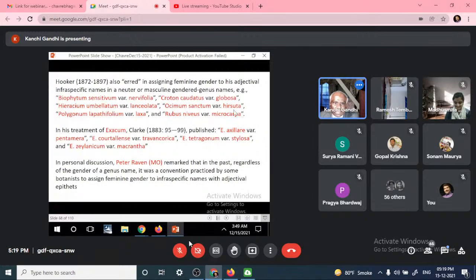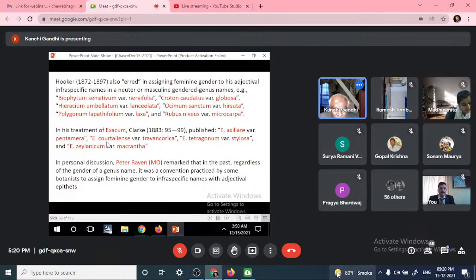Hooker, Exacum, neuter. But Clarke, Exacum axillare, neuter, but variety pentamera, feminine. Travancorica is feminine. Stylosa, feminine. Macrocarpa, feminine. So now, why did these eminent botanists, Hooker and Clarke, treat the varietal names as feminine when the species name is masculine or neuter?